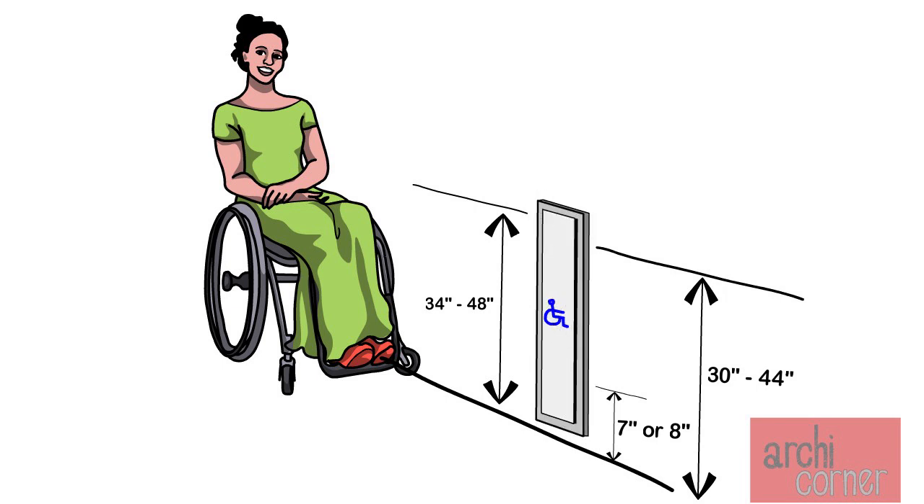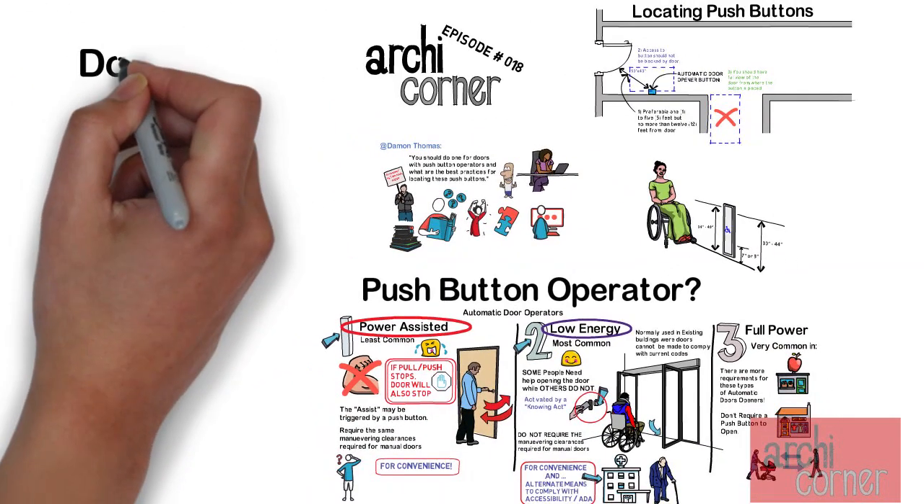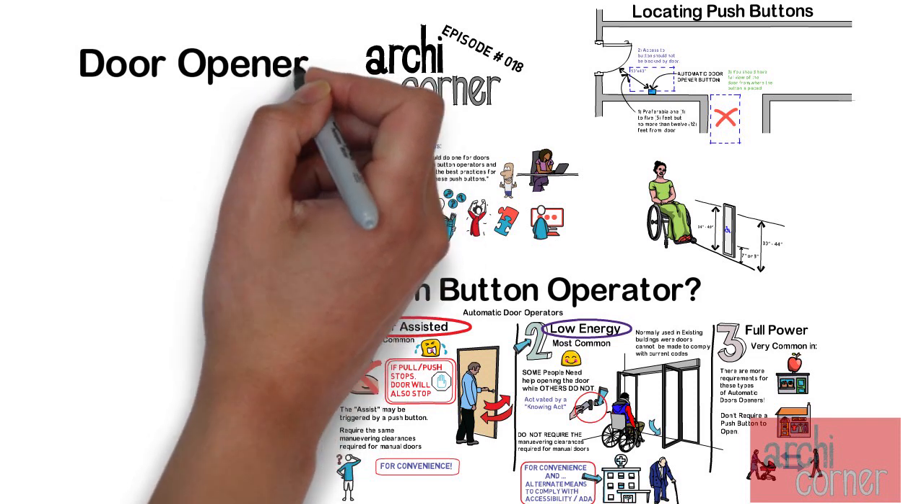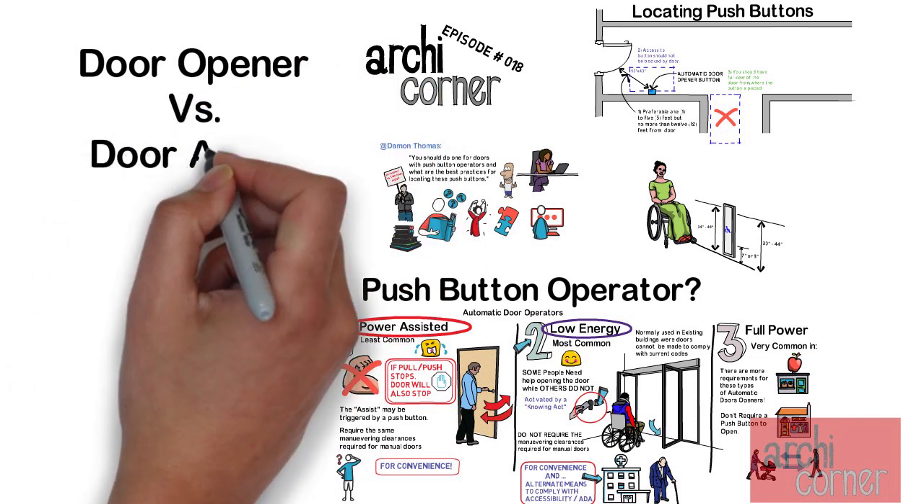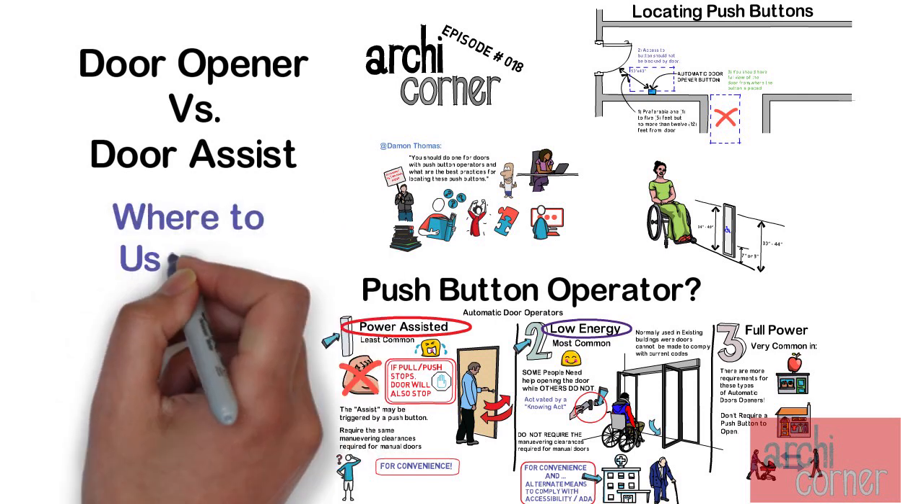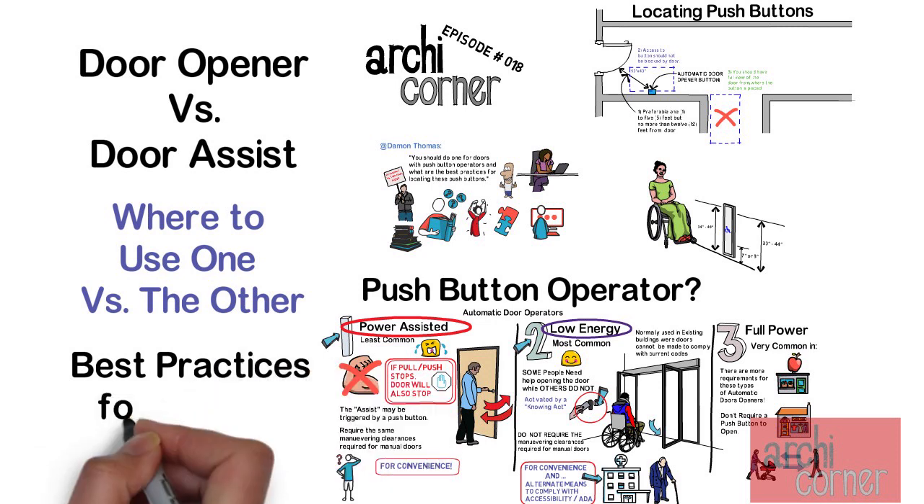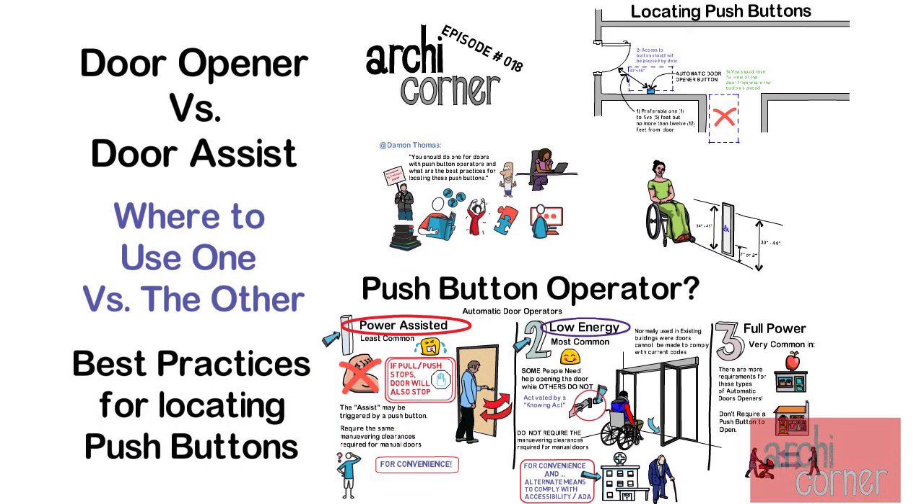That is why in California you often see a vertical bar rather than 2 separate buttons. This bar allows for coverage that extends from the low to the high point requirements. And that's it. Now you know 3 basic things. You know the difference between automatic door openers and door assist type openers. You know where you may use one versus the other. And now you also know best practices for locating these push buttons.